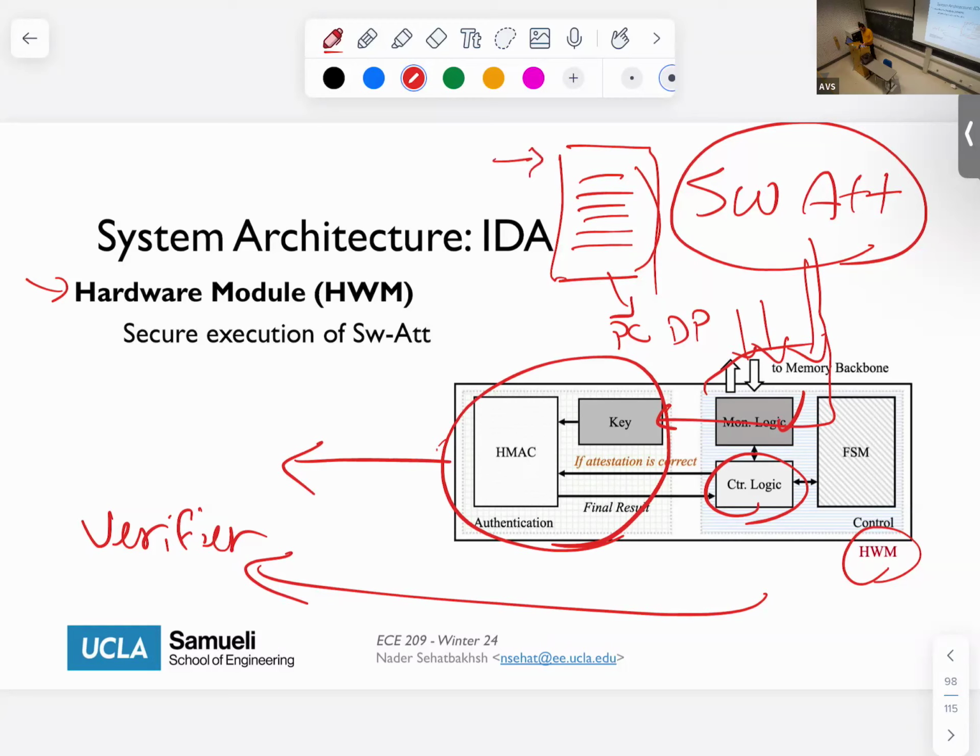In other words, I need to make sure that this process is interrupt free. But the difference, as I said before, is if an interrupt happens, all I need to do is repeat the process from the top. I don't need to clean up the memory, and I don't need to remove the key. That's the big difference.